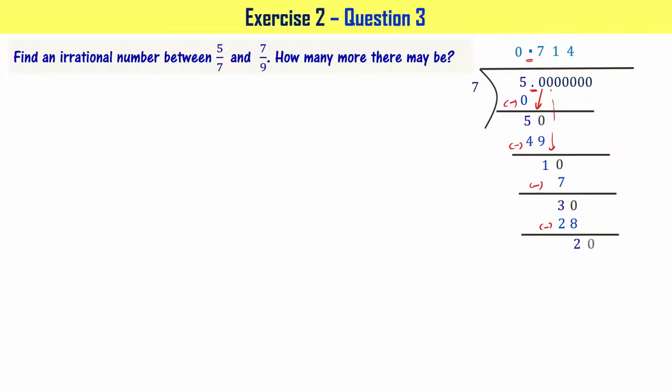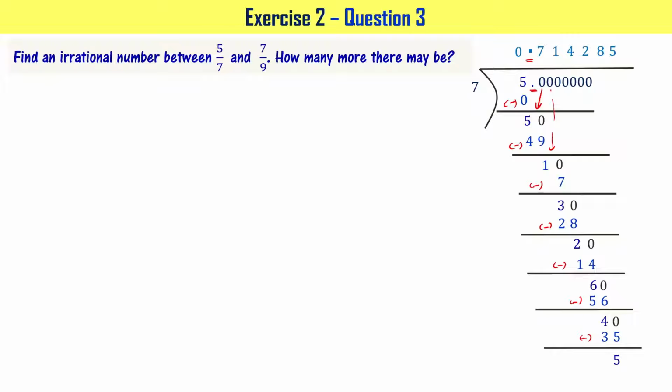Bring another 0, it becomes 20. 2 times 7 is 14. When you subtract 14 from 20, you have 6, right? Bring another 0 so that it becomes 60. 8 times 7 is 56. When you subtract 56 from 60, you have the answer 4, right? Now bring another 0 down so that it has become 40. 5 times 7 is 35, right? When you subtract 35 from 40, what you have is 5.